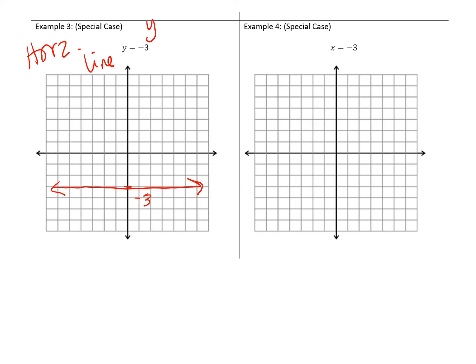Also, you can think of that as y equals 0x minus 3. So you have a slope of 0, so there's no rise, it only runs, because that can be 0 over any number.